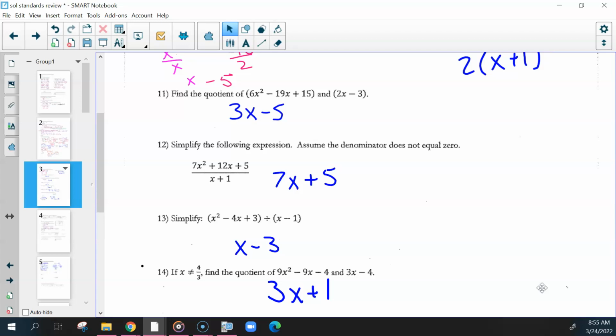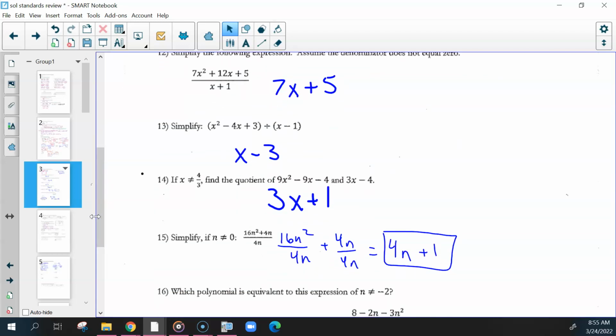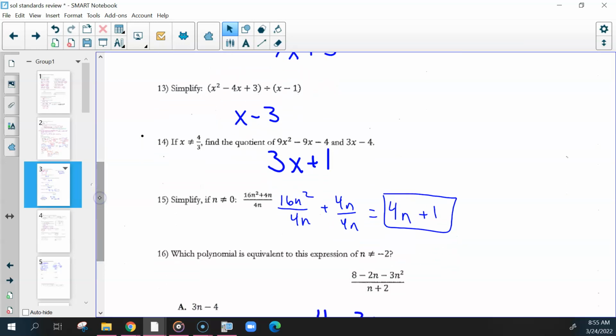I have a question. So why would not include the... Because the way we actually use this is factor. Number 13 will be x minus 3. 14, 3x plus 1.